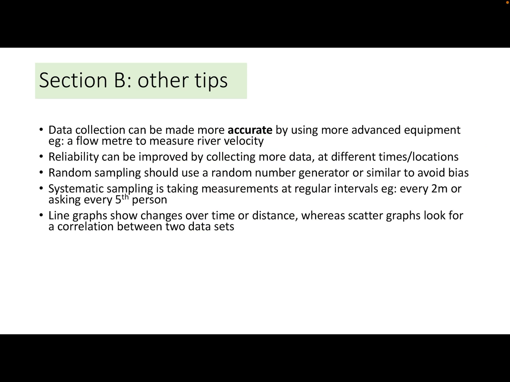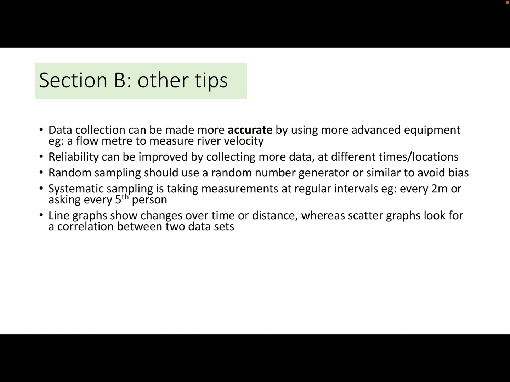As I say, make sure you know about sampling. Random sampling isn't just where you randomly select data or randomly ask people questions. It often involves using a random number generator to avoid bias. Systematic sampling, remember, is when you take measurements at regular intervals. So you might measure the depth of a river every 2 metres. That means you get a good spread of data all the way across the river, whereas with random sampling, you could end up with all your data at one side of the river, for example.